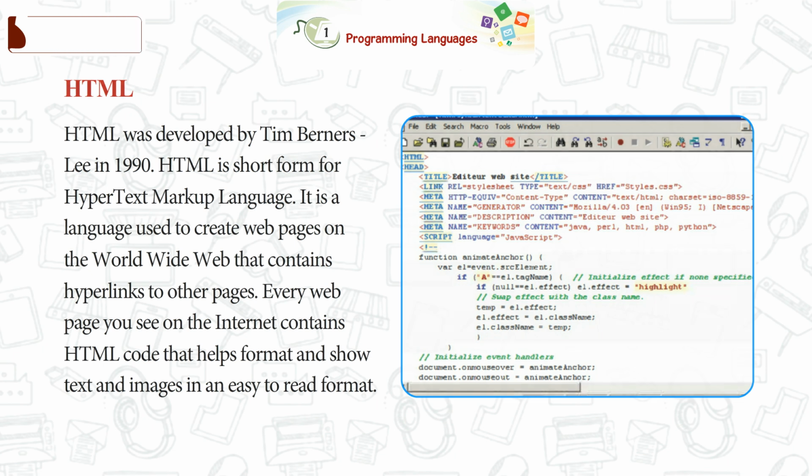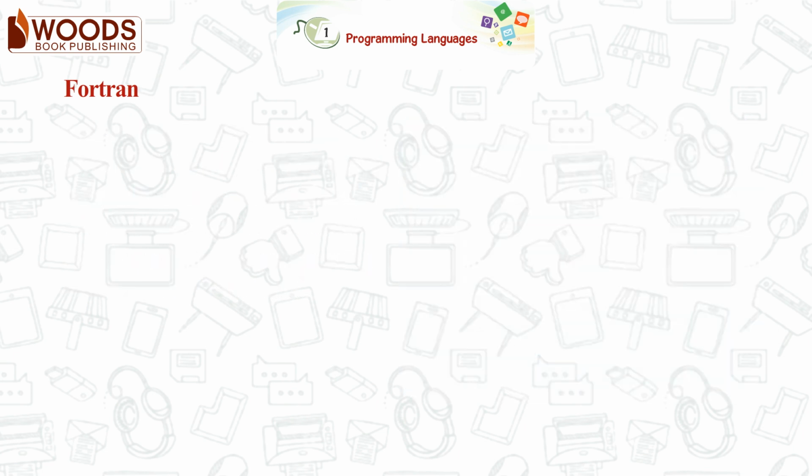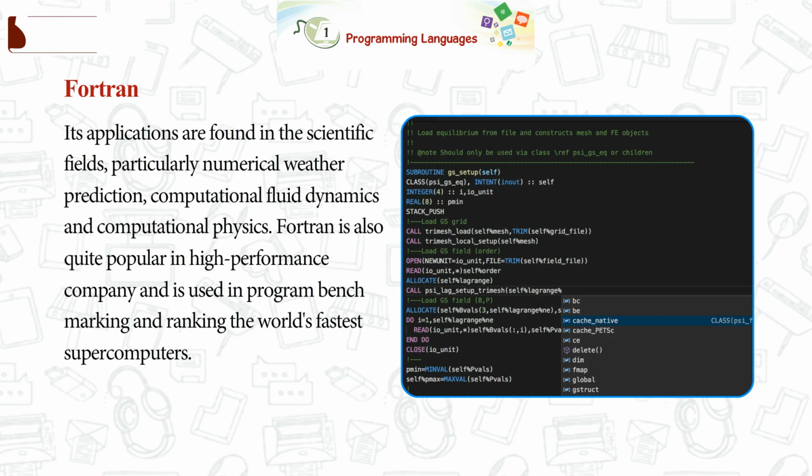Fortran. Fortran, formerly written in all caps as FORTRAN, is a programming language designed for numeric computation and scientific computing. First introduced in 1954, Fortran is the oldest programming language and is still widely used. Its applications are found in the scientific fields, particularly numerical weather prediction, computational fluid dynamics, and computational physics. Fortran is also quite popular in high-performance computing and is used in program benchmarking and ranking the world's fastest supercomputers.